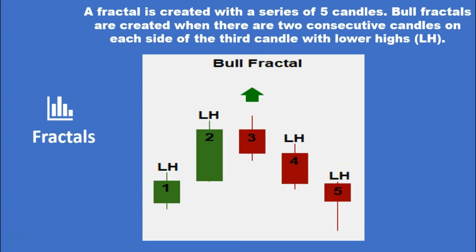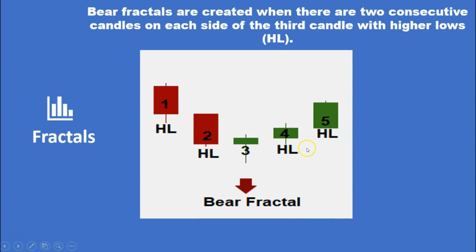A fractal is created with a series of 5 candles. Bull fractals are created when there are 2 consecutive candles on each side of the third candle with lower highs. And here you see the middle candle with lower highs on each side of it. And a bear fractal is created when there are 2 consecutive candles on each side of the third candle with higher lows. Here you see the third candle with higher lows on each side of it.